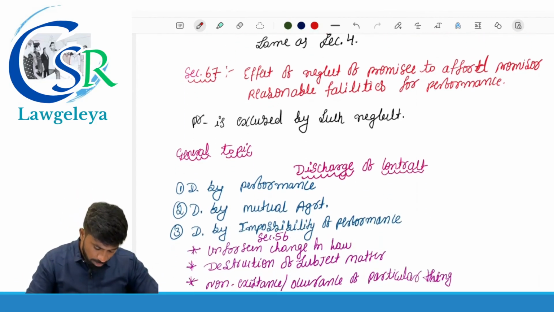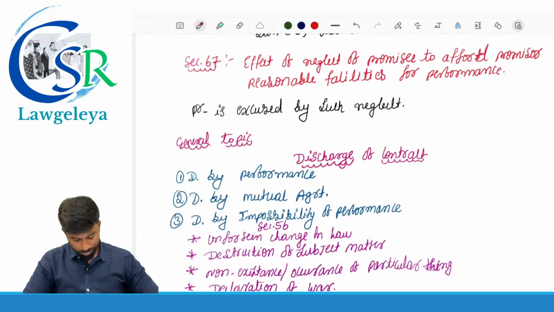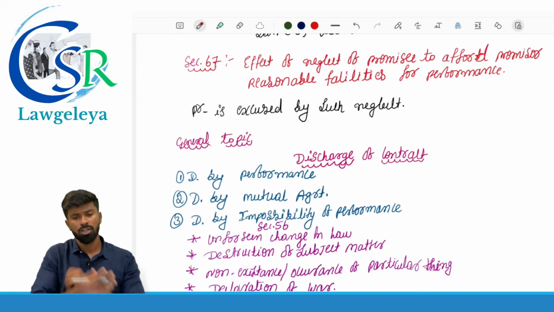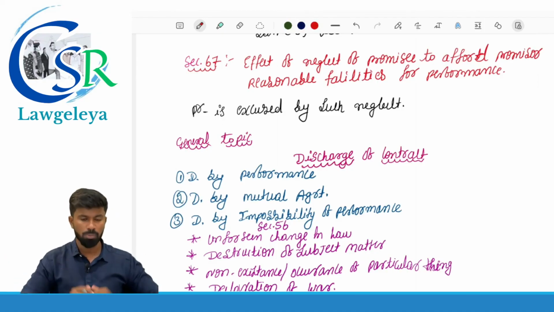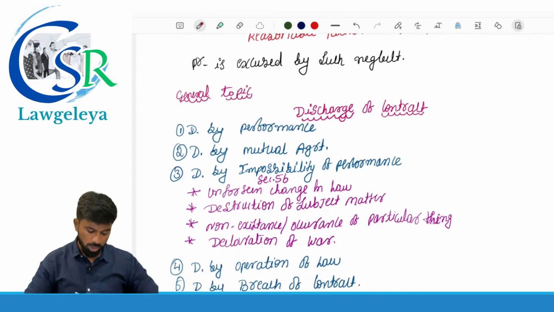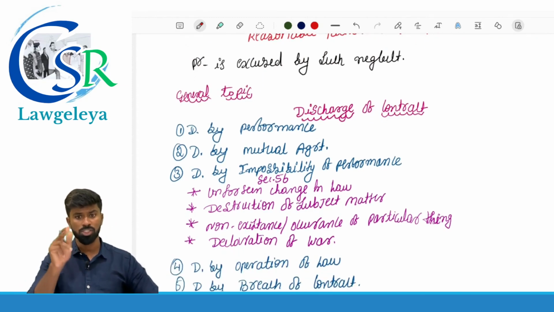Then we have certain general topics with respect to performance of the contract, that is discharge of contract. How the contract is discharged or when the contract comes to an end. First one, by performance, when both the parties fulfill the obligation, Subhamastu, contract comes to an end. Next one, by mutual agreement, section number 62 and 63, novation, rescission, remission, and waiver.